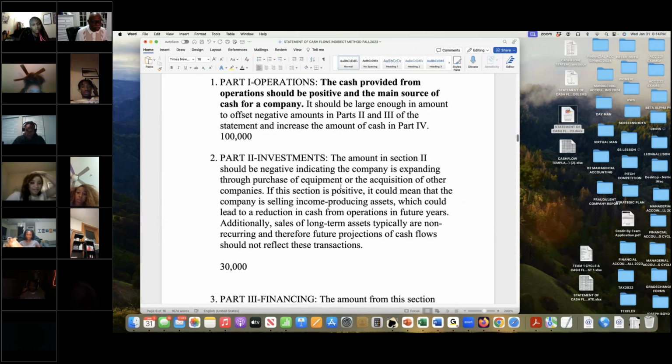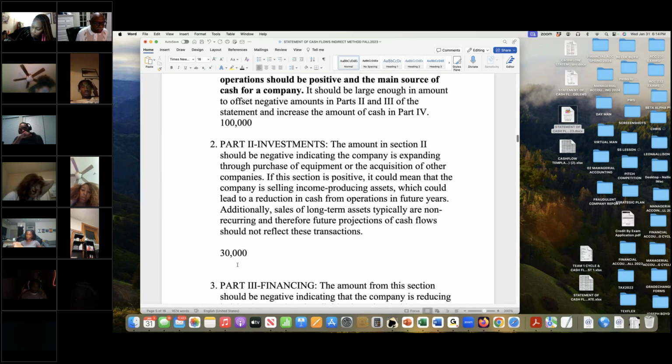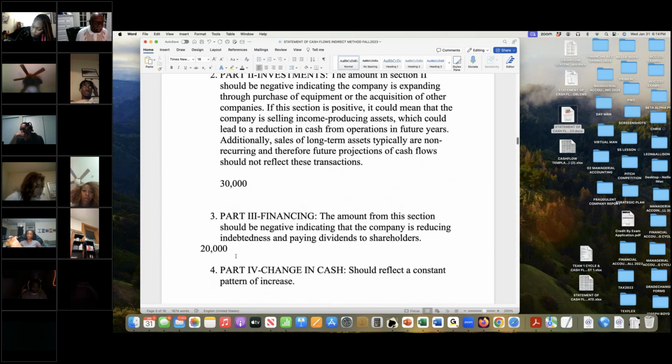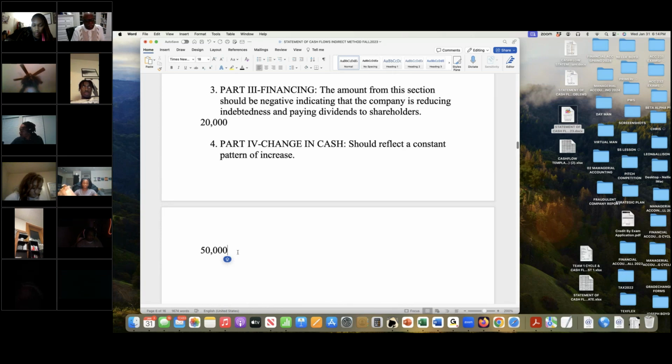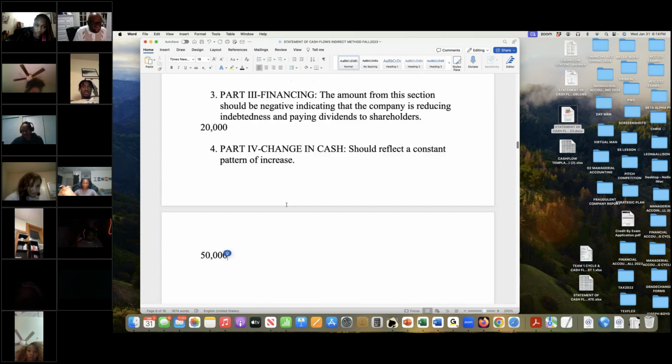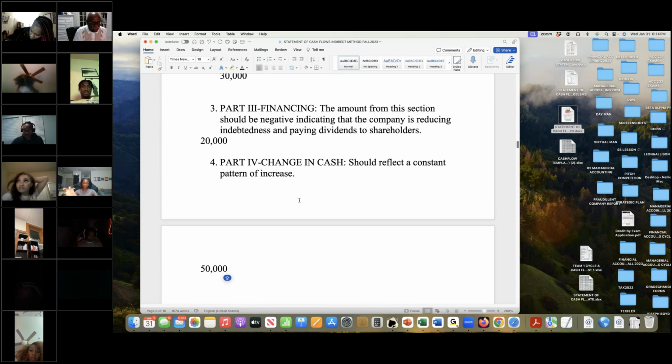So let's look at the example. You made 100,000. You bought some new assets. So if you graduated and you're working, you definitely want to buy some new assets. So that reduces your 100 down to 70. Then you want to pay off bills, student loans, 20, and have cash left over. That is what you want to look like. That's what you want to look like if you graduate.